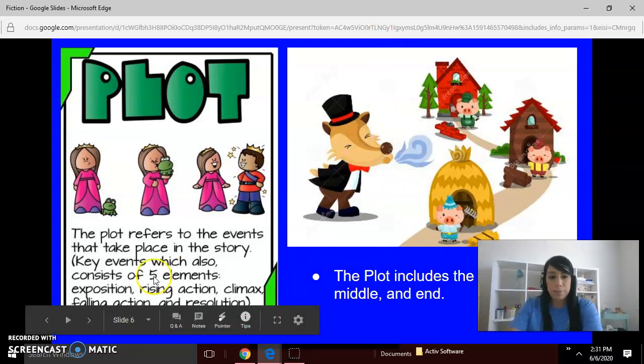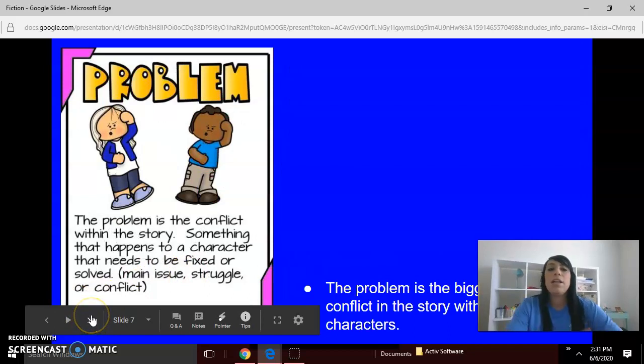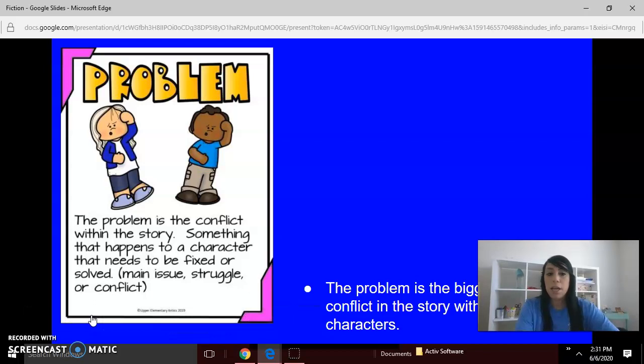Excellent. Let's move to the next part. So now we're going to talk about problem. The problem is a conflict within the story. Something that happens to a character that needs to be fixed or solved. It's the main issue, the main struggle. Basically, what I want you to think about is the main problem. The problem is the biggest conflict in the story with the characters.